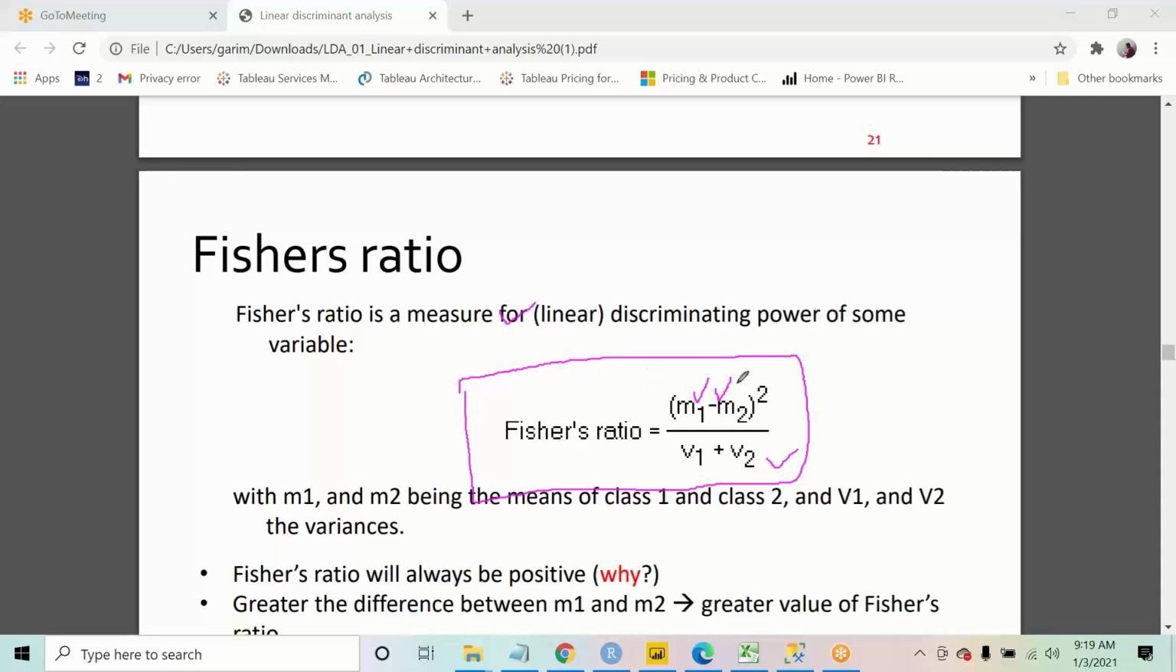Now, suppose the difference between the mean values of group 1 and group 2 is high. Will the Fisher's ratio increase or will it decrease?